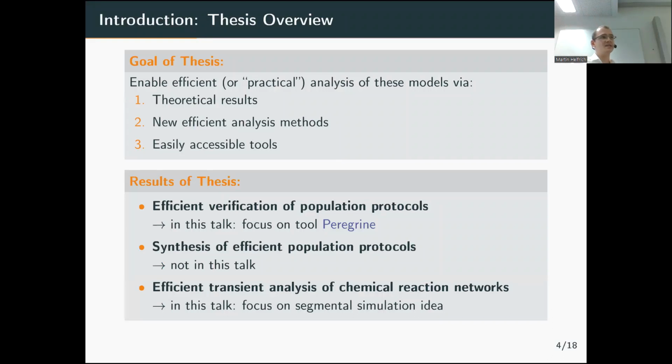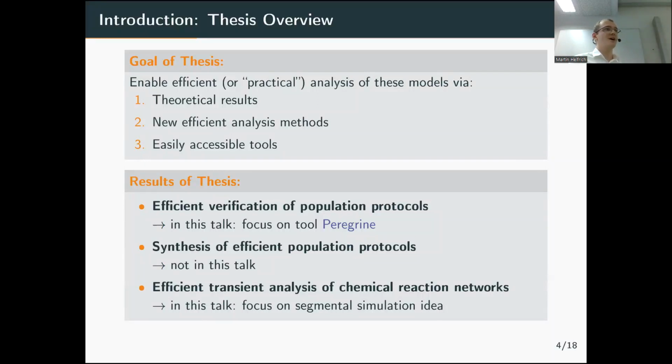The results of my thesis can be broadly categorized in 3 topics. There is a first topic about the efficient verification of population protocols. So is this protocol correct? Does it do what it's supposed to do? Then there's a topic about the synthesis of population protocols. How can we create a protocol that does what it's supposed to do, and that is also an efficient one? And then finally, there is a part about how we can predict what a chemical reaction network does.